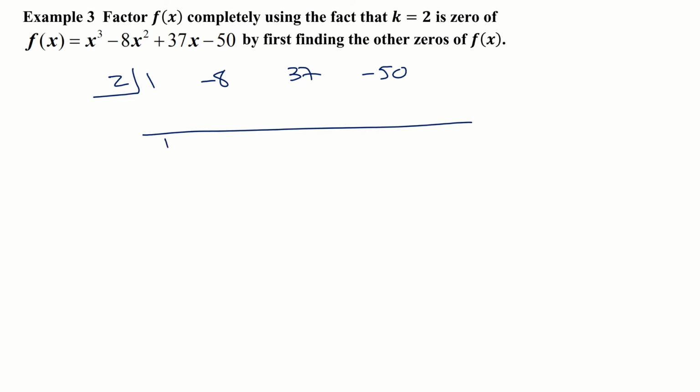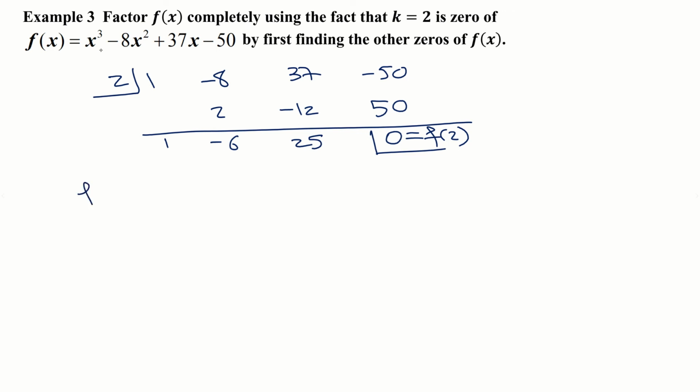1 drops down, 2 times 1 is 2, negative 6, 2 times negative 6 is negative 12. Those add up to give us 25. 2 times 25 is 50, and we get 0. Now, we knew that was going to happen. We weren't doing this to verify that. We were just doing this to find this simpler quotient that is going to be a factor of this as well.